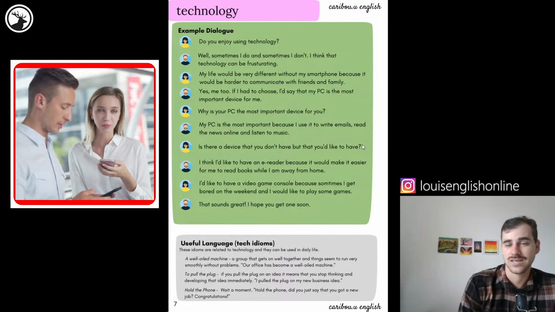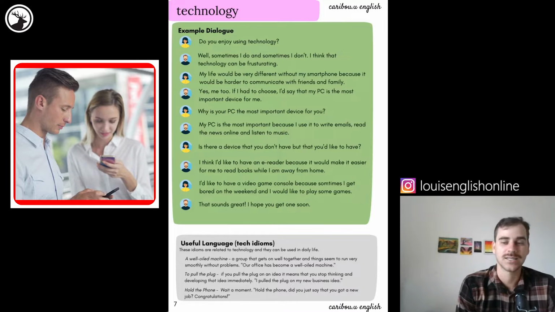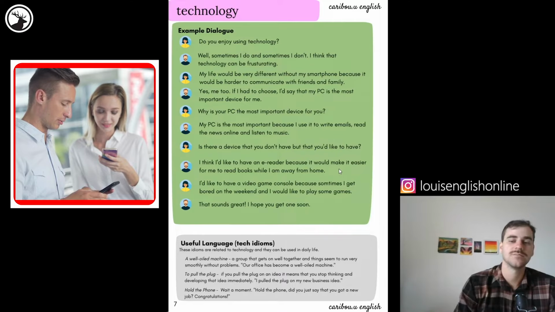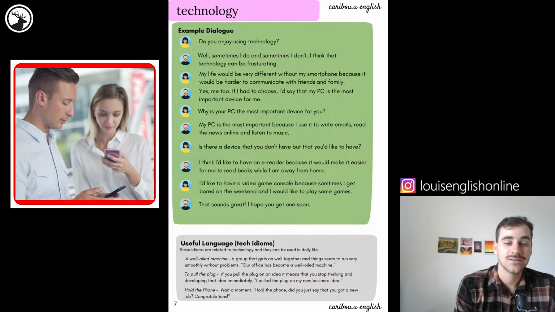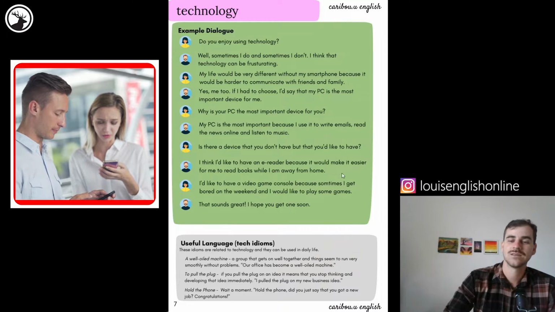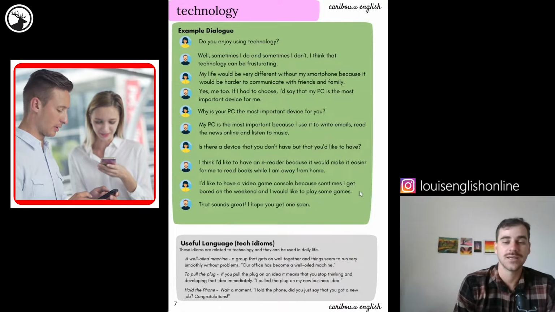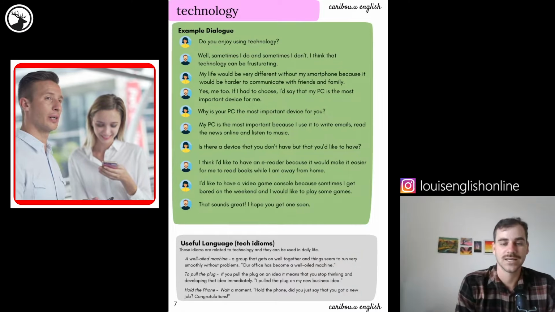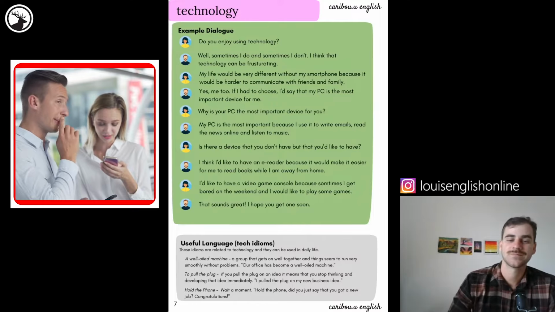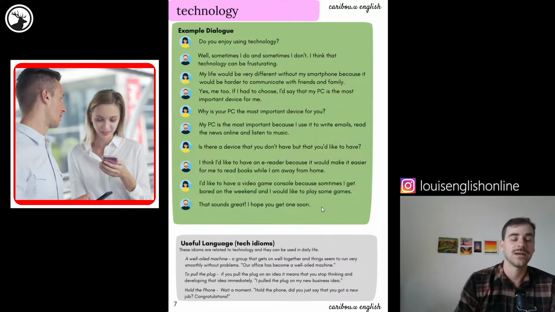Is there a device that you don't have, but that you'd like to have? I think I'd like to have an e-reader because it would make it easier for me to read books while I am away from home. I'd like to have a video game console because sometimes I get bored on the weekend. I would like to play some games. That sounds great. I hope you get one soon.